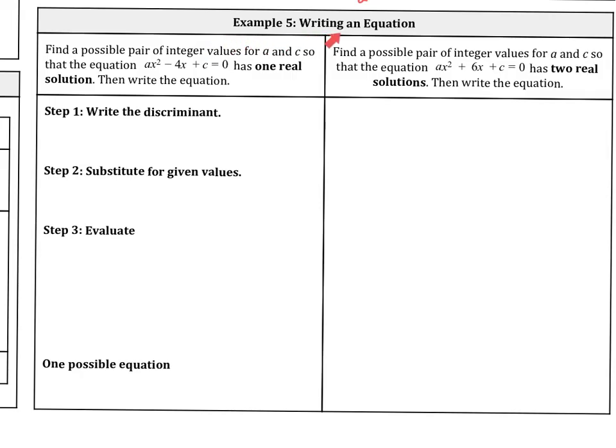Example number 5, writing an equation. Find a possible pair of integer values for a and c, so that the equation ax squared minus 4x plus c equal to 0 has one real solution. Then write the equation.